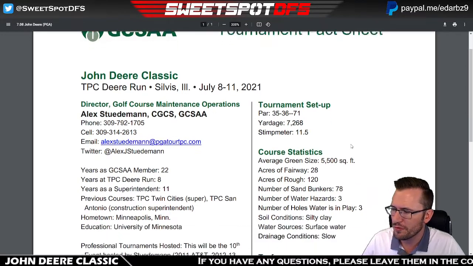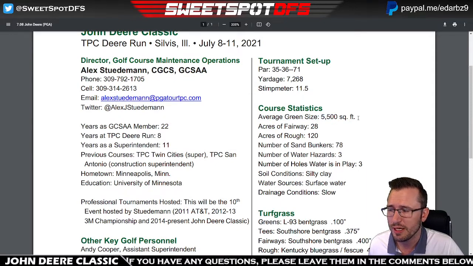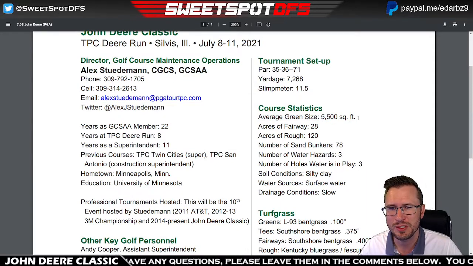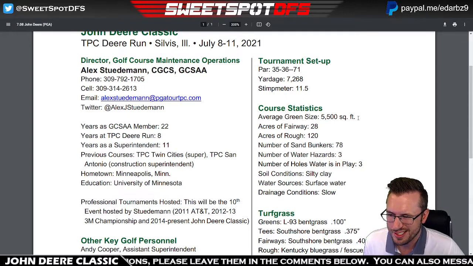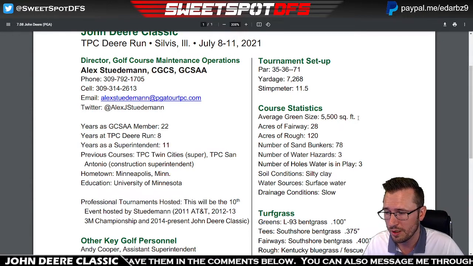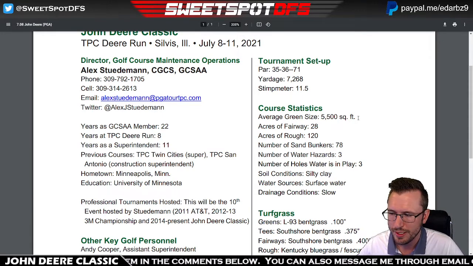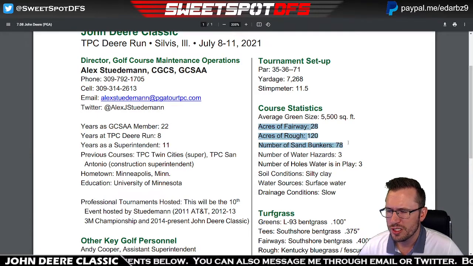So anyways, going from there, course statistics, average green size, 5,500 square feet. I always like to think 5,500 to 6,000 square feet is about tour average. So we might have slightly smaller greens on average than usual, but I think it's pretty much in line with average. The rest of the information doesn't really matter to me.